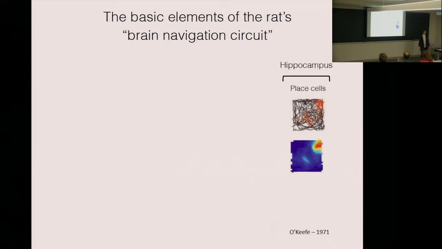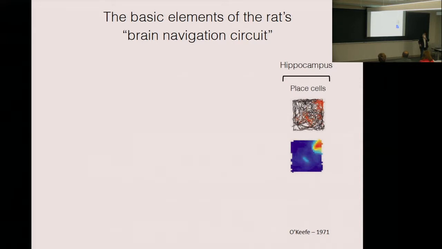In the hippocampus, you can find place cells. On the top here is a top view of a box where a rat is running around. In black, you can see the trajectory of the rat, and in red, you can see all the places where a single cell fired in that box. That's also shown in the firing rate map at the bottom, in the form of a heat map: red is high firing, blue is low firing.